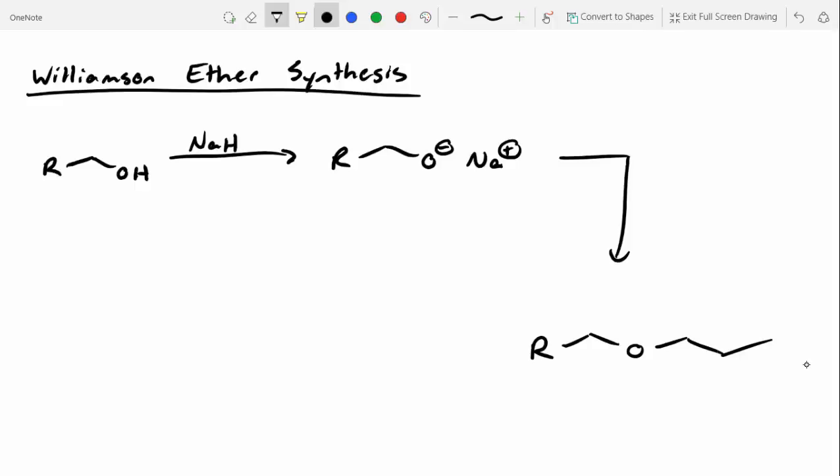This guy. What reagent could I react my alkoxide with to form this final ether product? Looks like we did some sort of alkylation. What do you guys think? I heard somebody say it in the back. They said bromopropane, I think. Yeah. Okay, so let's say we use bromopropane.